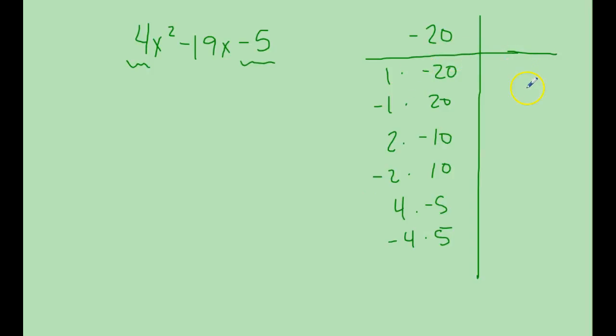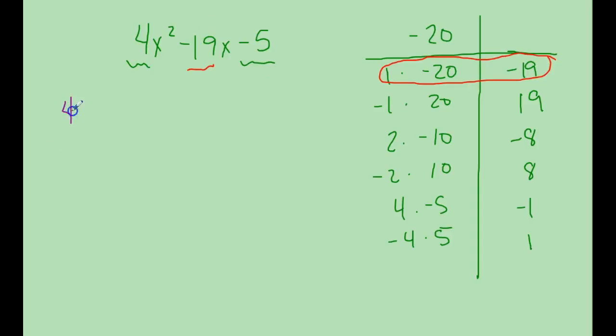Now let's add them just like we have done before. Here I have negative 19, positive 19, negative 8, positive 8, negative 1, and positive 1. I see here that my middle term is negative 19, so let's look at this top row. What I'm doing is breaking this middle term into pieces.